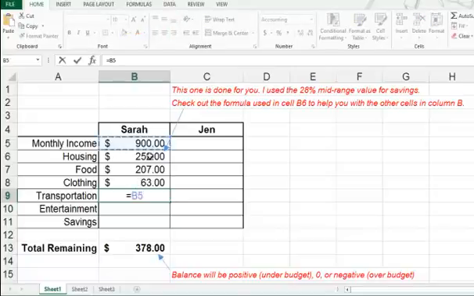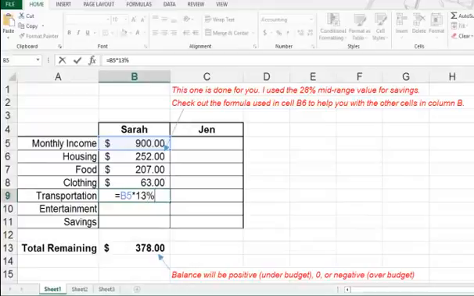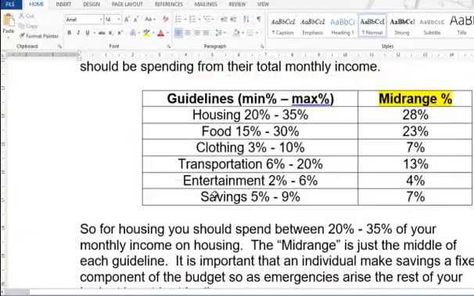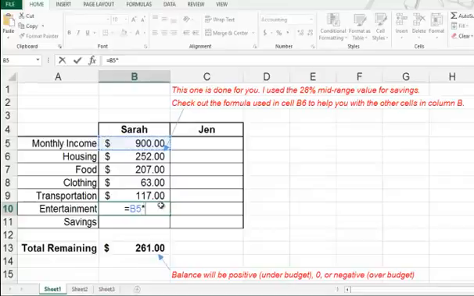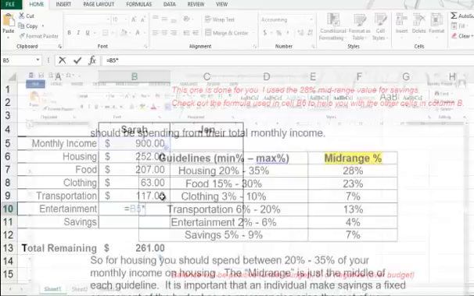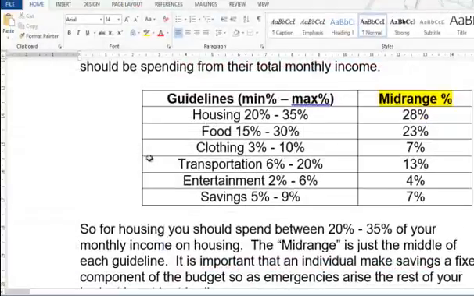Cell B5 times, what's the percent for transportation? 13%. And how about entertainment? Entertainment is 4%. So equals cell B5 times, was it 13%? No, it's 4%. Okay, and savings, how much money to put away in her bank? 7%.